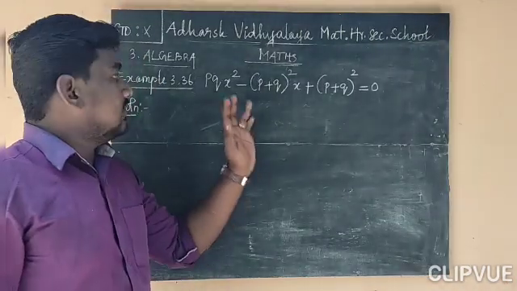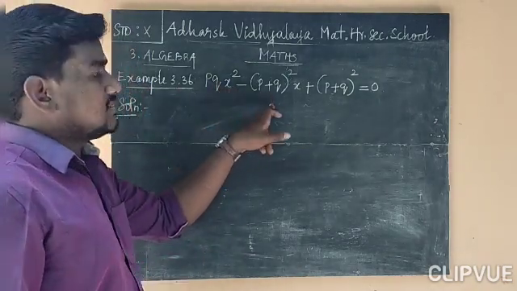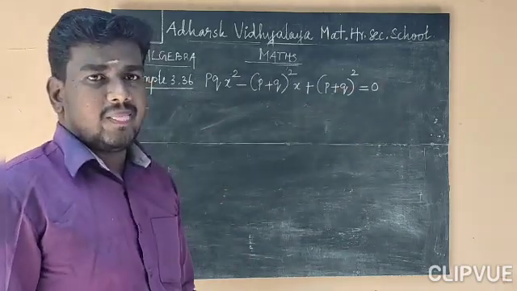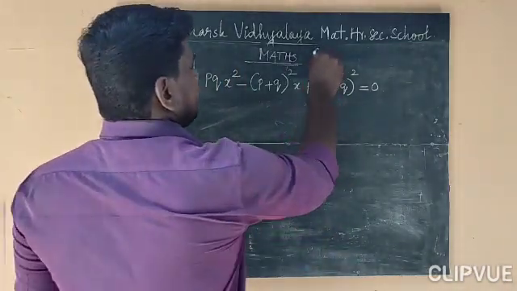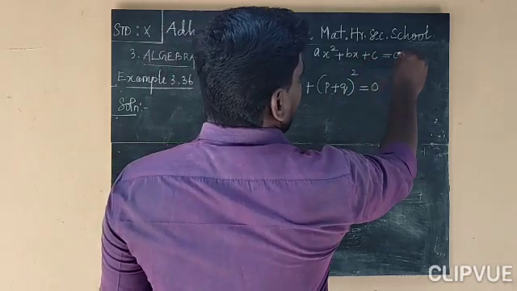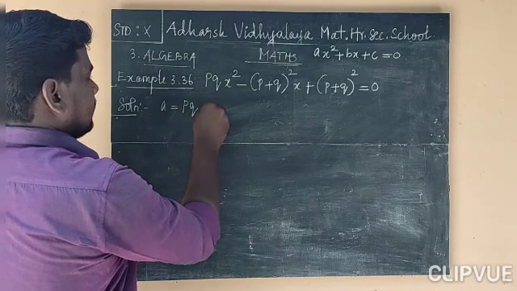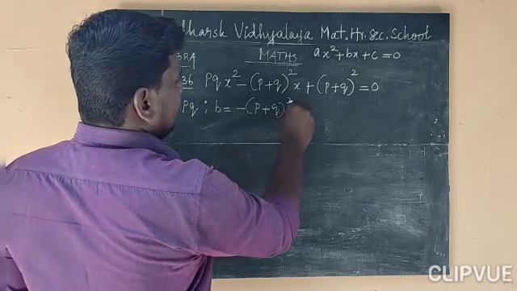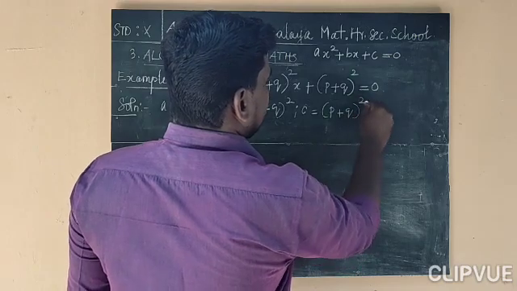Next important question, example 3.36. The question is pq x square minus p plus q whole square into x plus p plus q whole square is equal to 0. So first compare this equation to ax square plus bx plus c, which is equal to 0. When you compare this, you can get a value is pq and b value is minus p plus q the whole square and c is equal to p plus q the whole square.